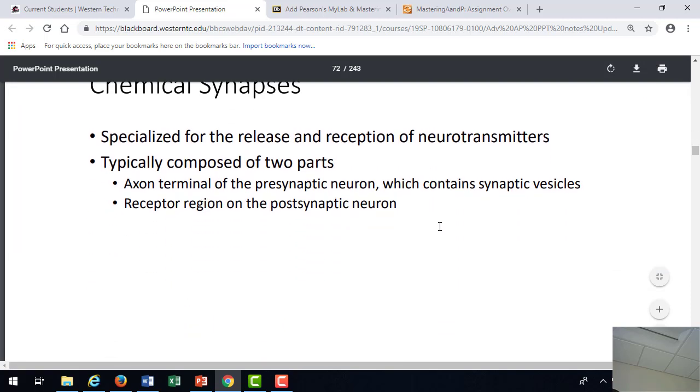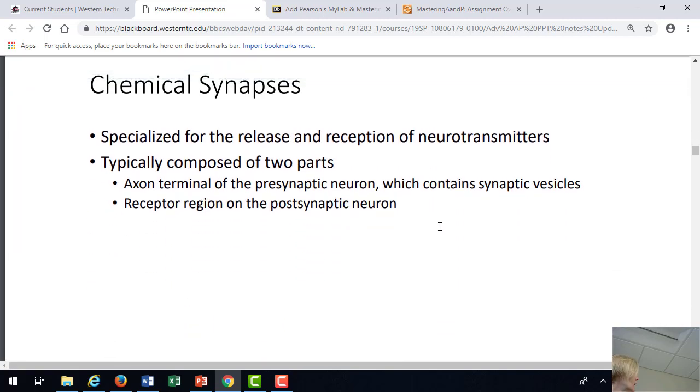Again, chemical synapses are more common, and you have the axon terminal of one secreting neurotransmitter through synaptic vesicles to a receptor on the postsynaptic neuron. And again, those are ligand-gated or chemically gated channels for whatever neurotransmitter is being released from the presynaptic neuron.